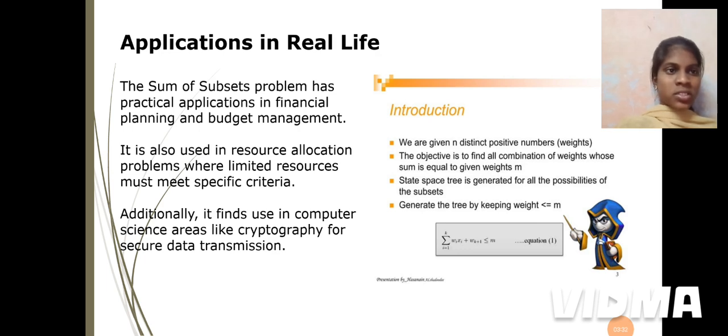We are given n distinct positive numbers. The objective is to find all combinations of weights whose sum is equal to m.